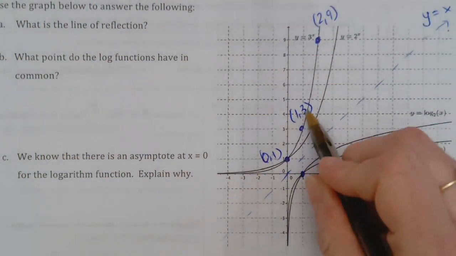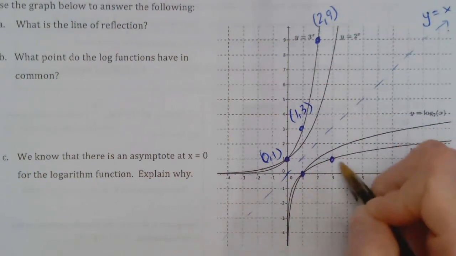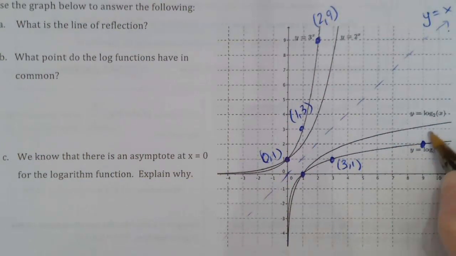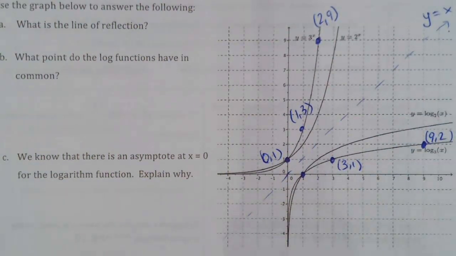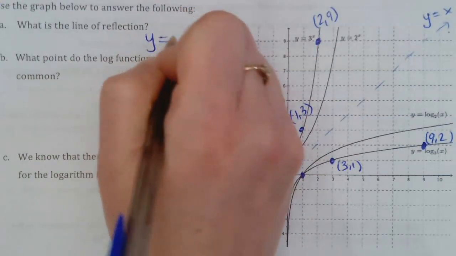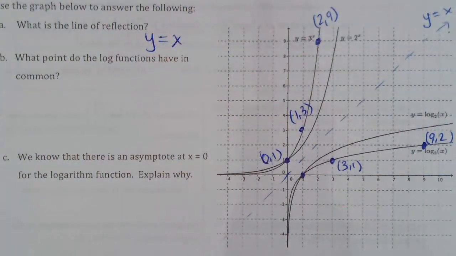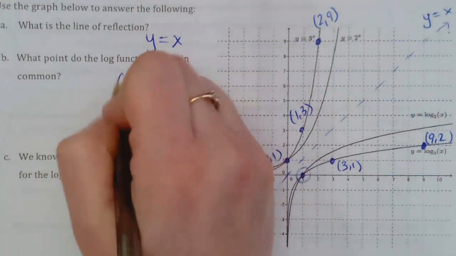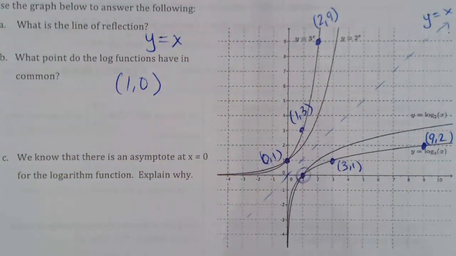If I switch 1 and 3, it would be 3 comma 1, which would be right here, and 9 comma 2, which would be right here. So the graph of an exponential, you just switch those coordinates to create your log. So what is the line of reflection? We said that on the first day, y equals x. What point do all logs have in common? This dot, all logs will have in common as long as there are no transformations.